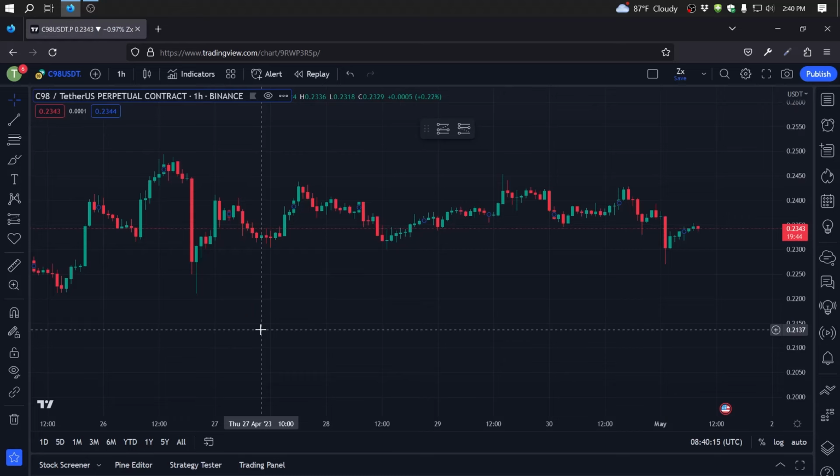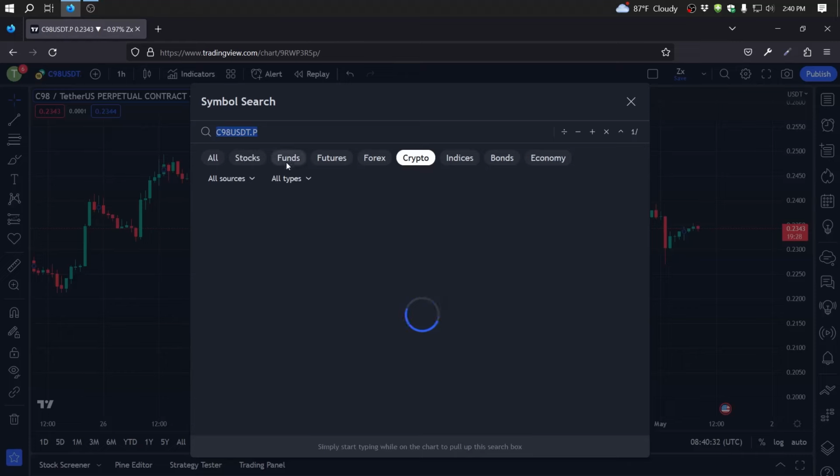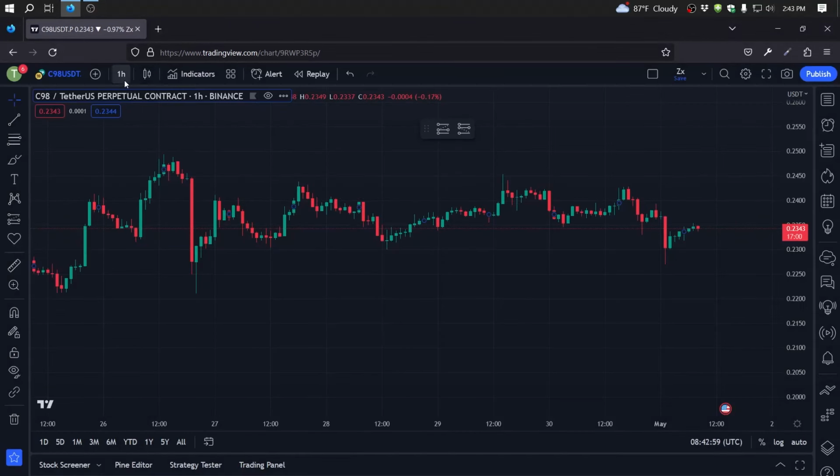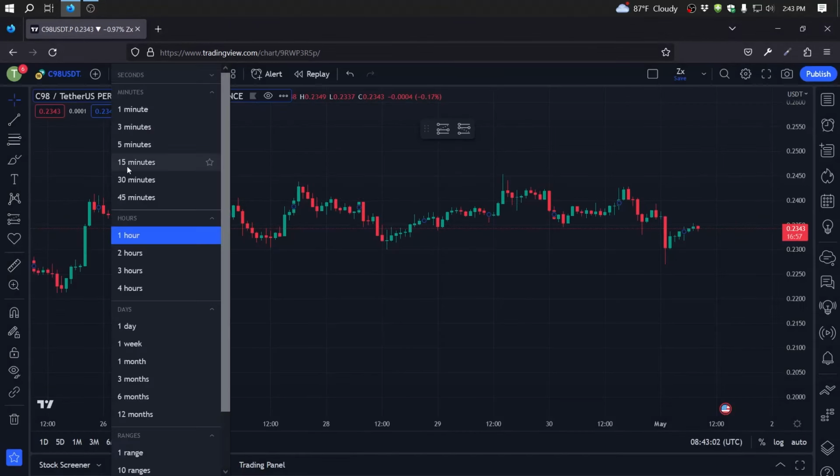For today's strategy, I want to use C98 USDT as my asset, and remember, you must select your asset and platform from here, otherwise the price could not sync with your market price and it could be a reason for the trade to fail. So my platform is Binance and C98 is my asset, USDT perpetual, that means future contract. Simply click to add on my chart, and the time frame I select from here is 15 minutes.